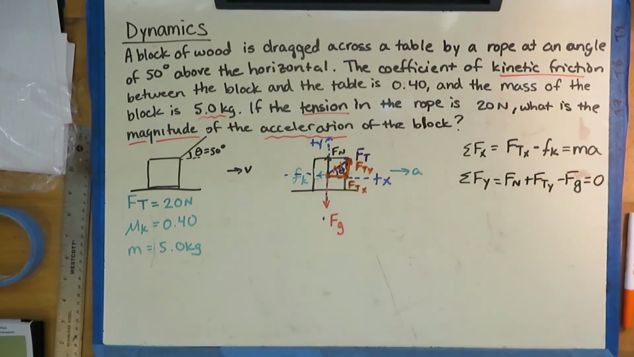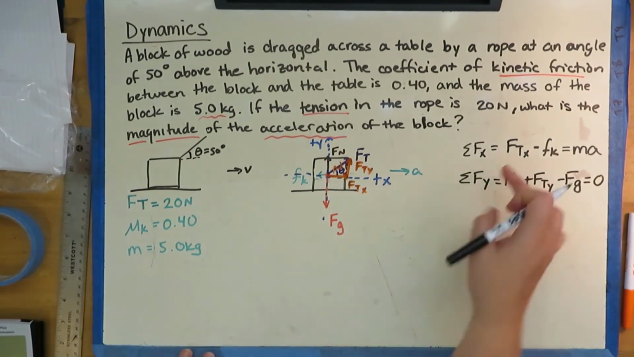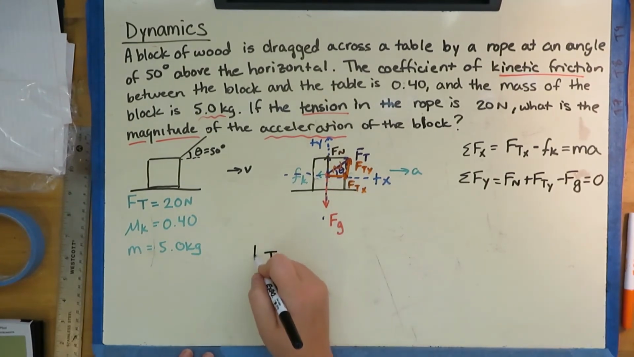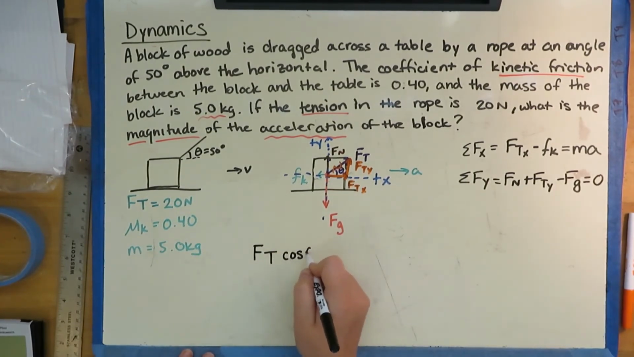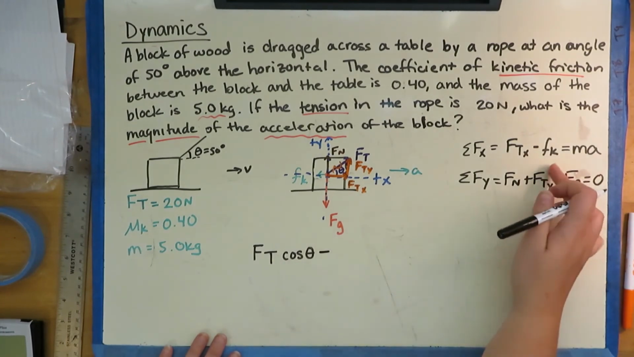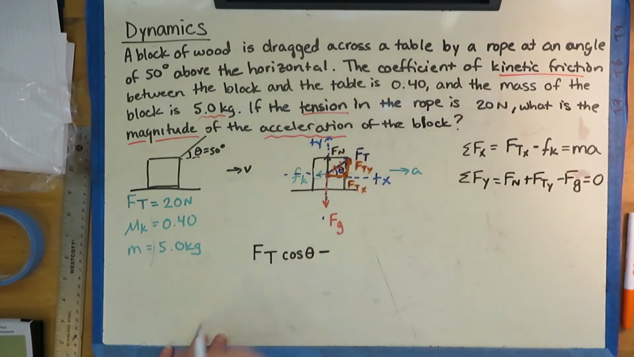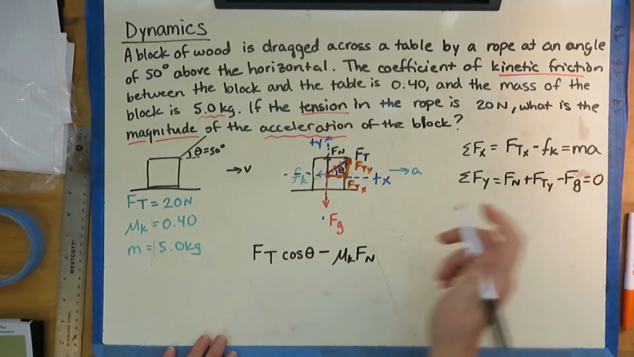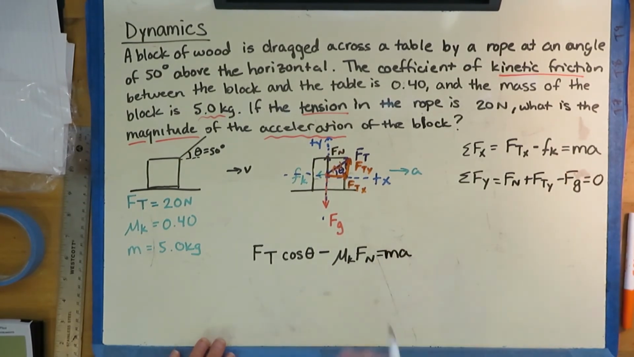Now I'm looking for acceleration, and so I'm going to start with that equation. And see, I don't always need both equations to solve a problem. So let's see, can I just do it with the x equation? So I'm going to take Ftx, and Ftx is the adjacent side, so that is going to be Ft cosine theta. So I'm substituting in equations for things that I know, non-numerically. My friction force, I don't know it, but I do know the coefficient of friction, so I'm going to sub in mu k Fn for my friction force, and that's going to equal m times a.